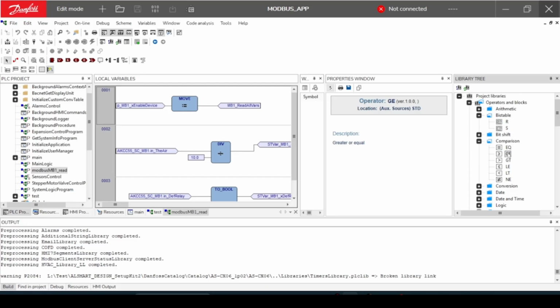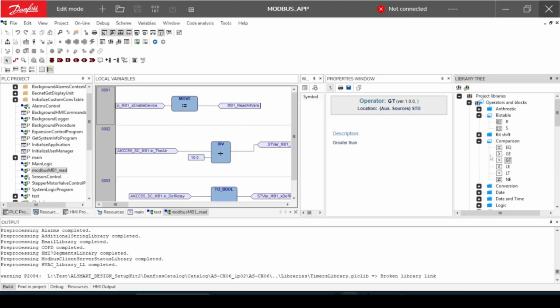The GE block checks if the first input value is greater than or equal to the second input value. For example, if A is 15 and B is 10, the result is true because 15 is greater than 10. If A is 10 and B is 10, the result is also true because the two values are equal. However, if A is 8 and B is 10, the result becomes false because A is smaller than B. This block is useful when we want an action to occur once a value reaches or exceeds a certain limit, such as starting a fan when temperature reaches a defined threshold.